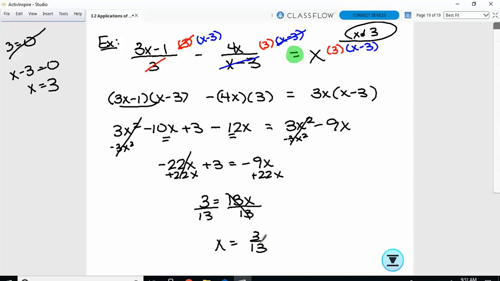You always double check. x could not be 3, so is 3 over 13 okay? Yes. So that's my final answer. Is that one okay? Let's do another one.